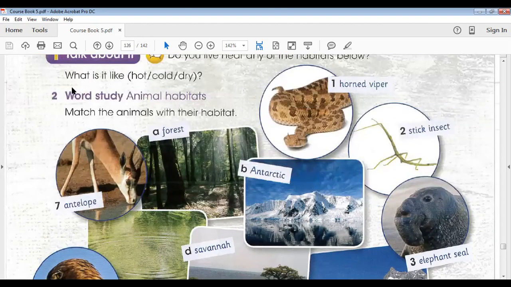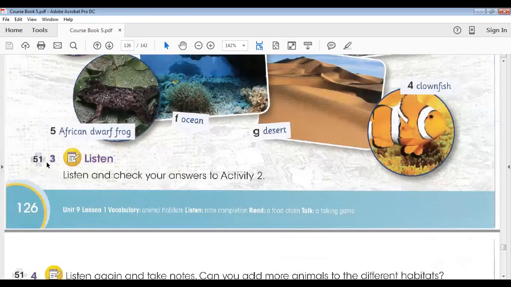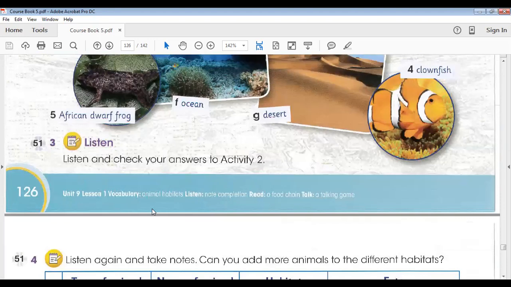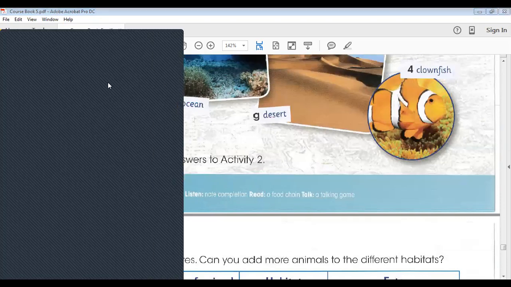To verify the answers, we have to listen to track 51. Listen and check your answers to activity 2. To answer activity 2, I've included track 51, which I'm going to include again for the summary purpose. So kindly listen to the track, and then I will display the answers as well.